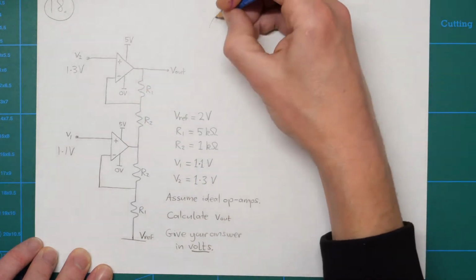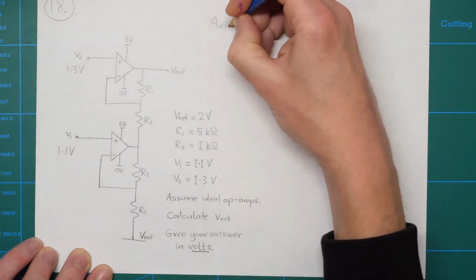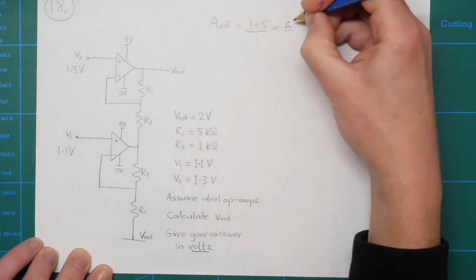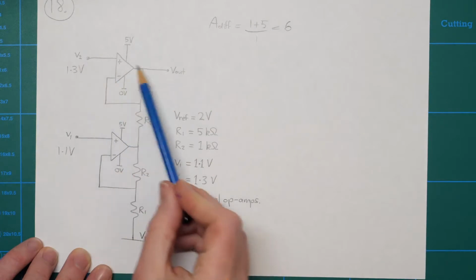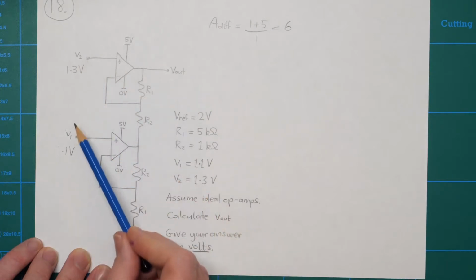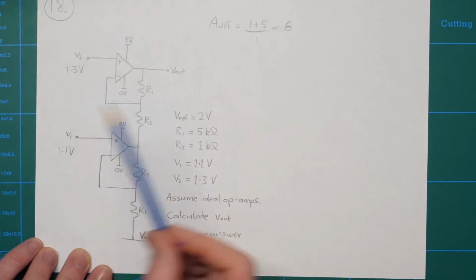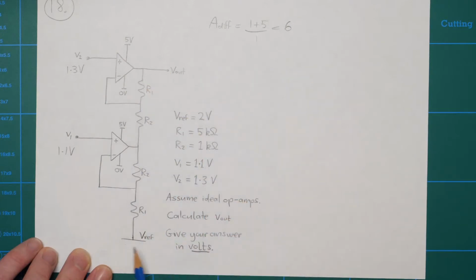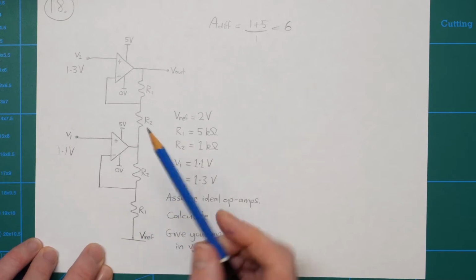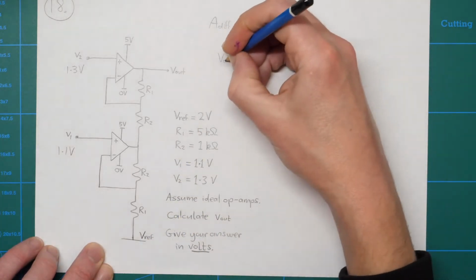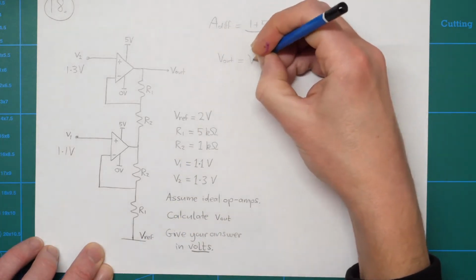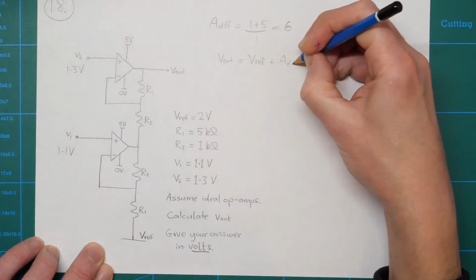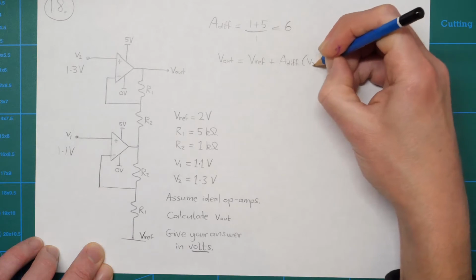So A diff equals 1 plus 5 over 1, which is 6. So that's the amount by which V2 minus V1, our differential input voltage, gets multiplied to come out at the output here. However, there is also a reference voltage down here, so the actual output voltage is going to be Vref plus that gain multiplied by V2 minus V1.